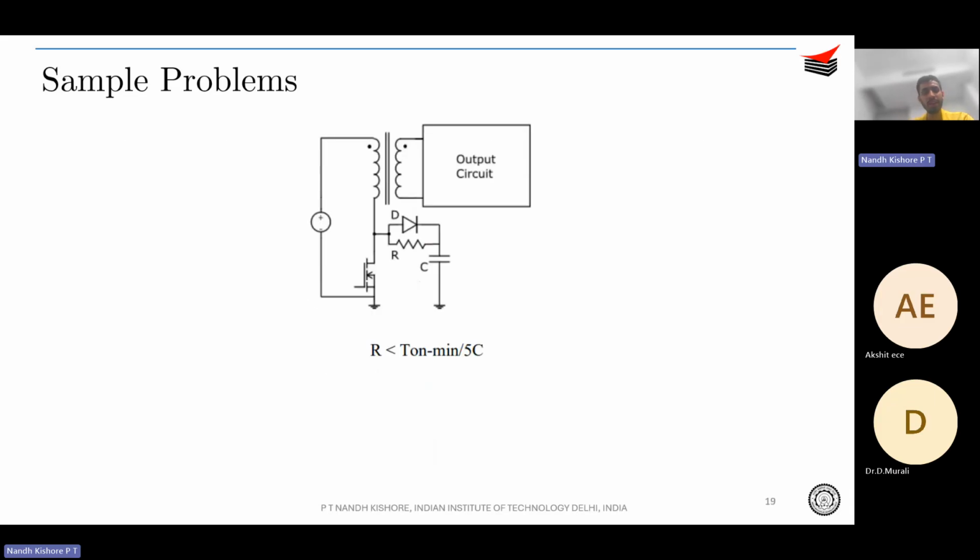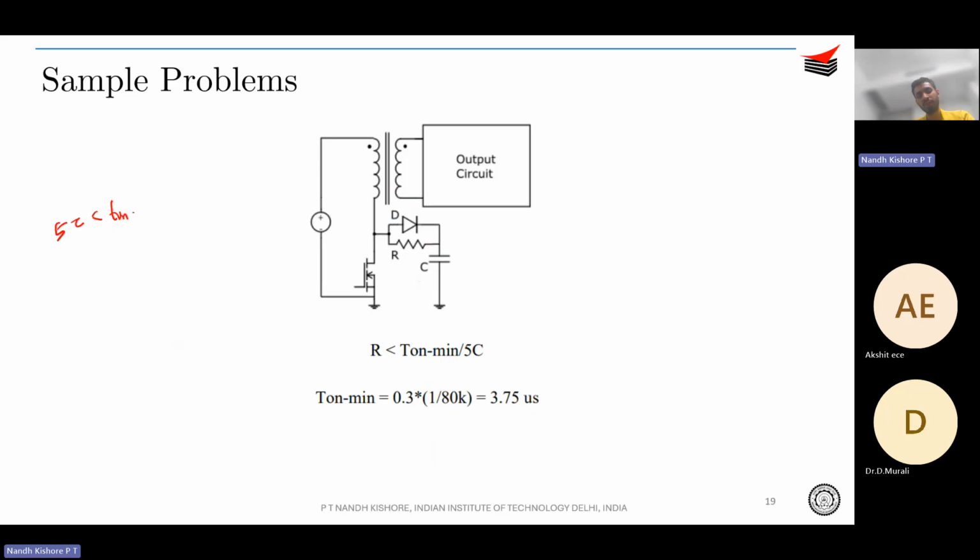That is, you learned that there is a minimum to maximum limit in R, right? The maximum limit is being set by the time constant. That is, you want it to settle within that time, right? So R should be less than T on minimal by 5C, or you tell that 5 tau, the settling time should be less than your T on minimal. So this defines your minimal time.